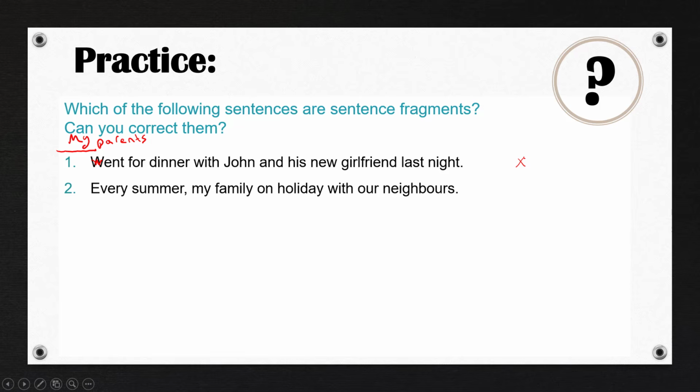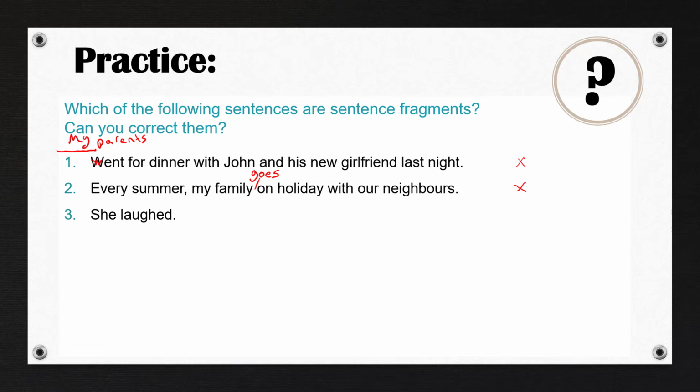Now, number 2. Every summer, my family on holiday with our neighbors. This is also incorrect. This is a sentence fragment. What are we missing in sentence 2? Well, we are missing a verb. Every summer, my family on holiday. You'd want to add a verb such as goes. My family goes on holiday with our neighbors.